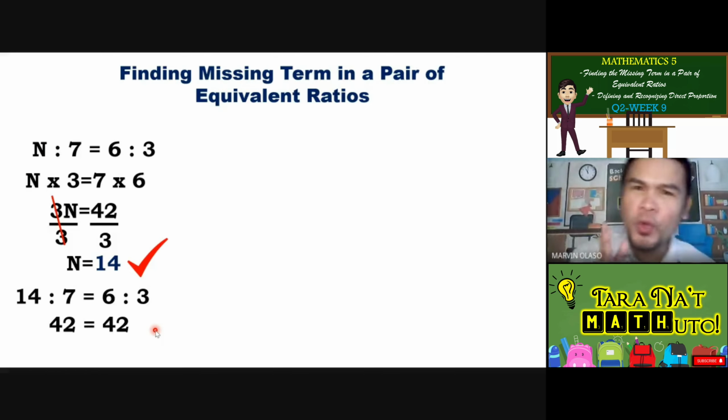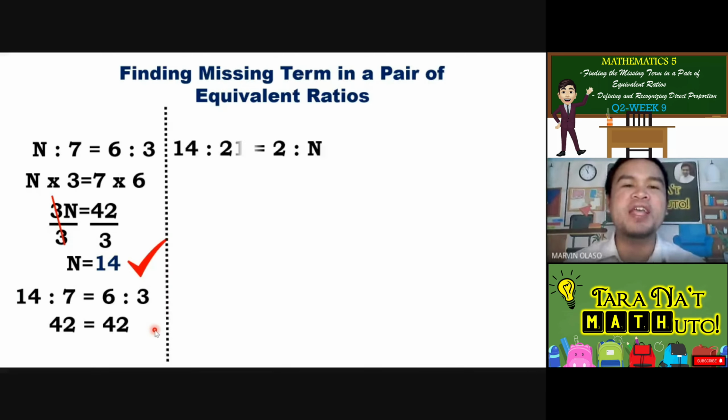Ayan. Pwede nyo akong sabayan, ha, kung may papel kayo dyan. So this is another example. What if we have this equation? 14 is to 21 is equal to 2 is to n. And what is the missing term? Ayan, nasaan na naman yung term? Nasa extreme pa rin, no?